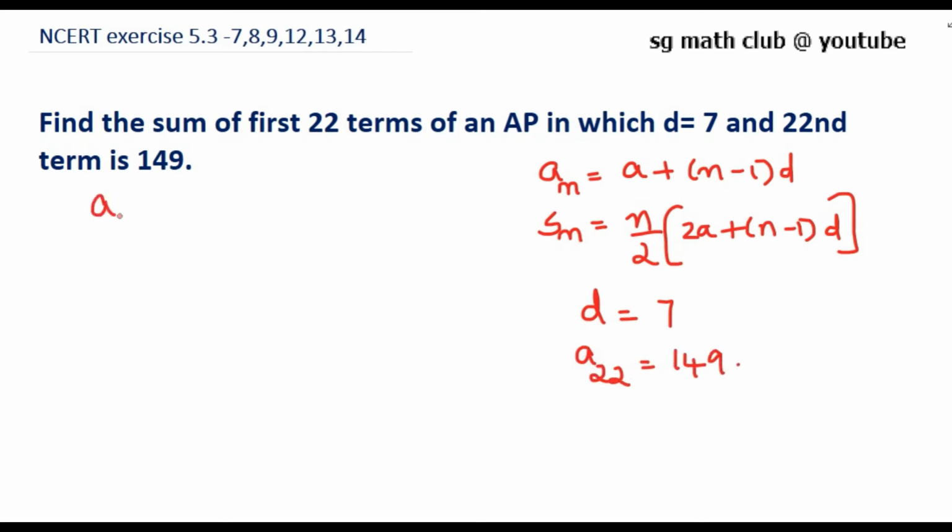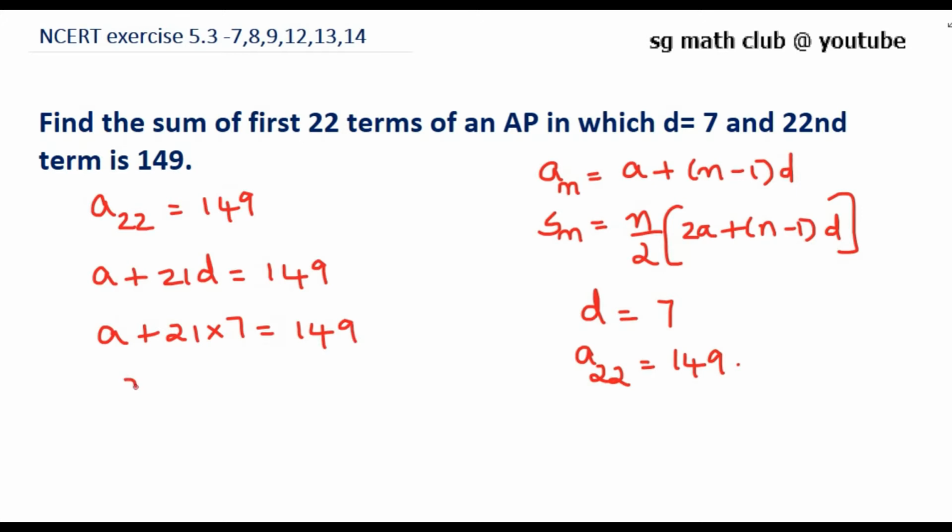So we'll write a22 equal to 149. So a22 is a plus 21d equal to 149, and a plus 21 into 7 equal to 149. A plus 21 into 7, which is 147, equal to 149, and a equal to 149 minus 147, which is equal to 2. But the question is, we need to find out the sum of first 22 terms.